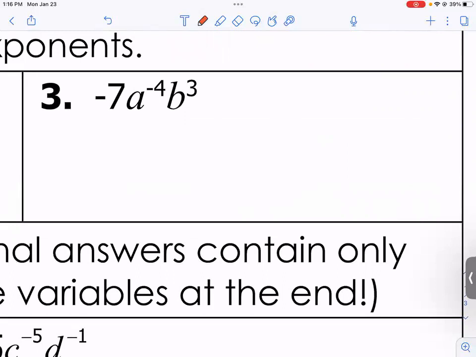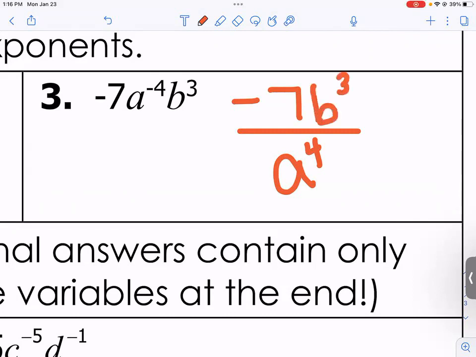All right, does negative 7 have an exponent? No, so it stays as negative 7. A is raised to the negative fourth, so it will need to move down to the denominator, a to the fourth. And what about b to the third? Is that a positive or a negative? So it stays.